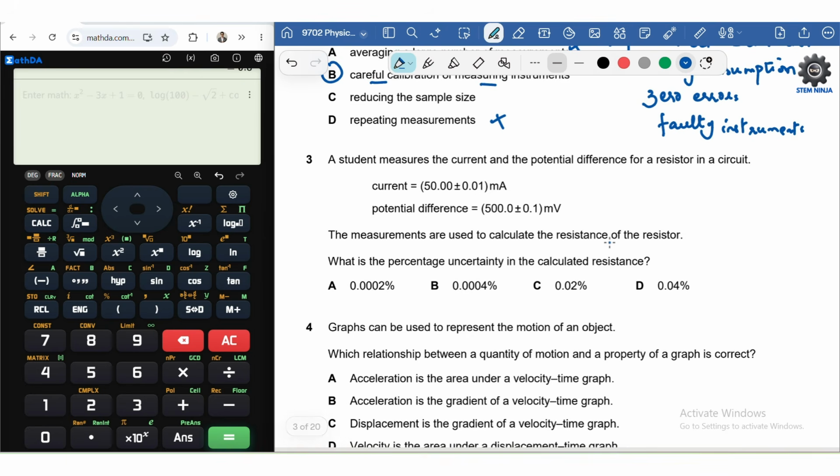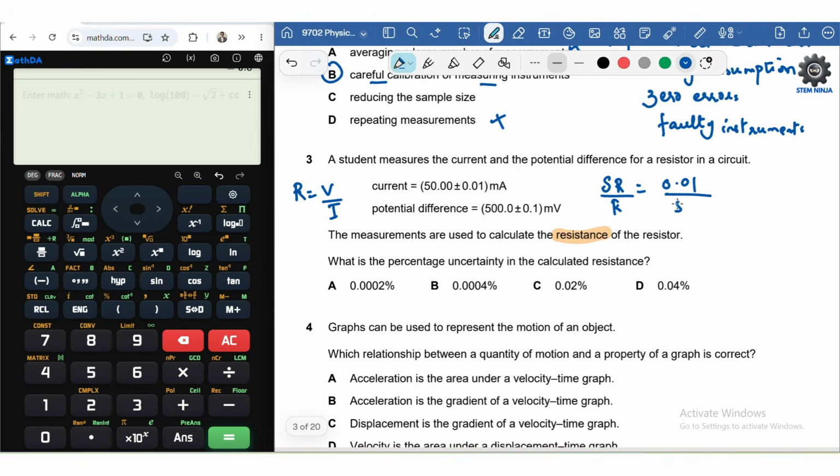A student measures the current and potential difference for a resistor in a circuit. Current is 50 milliamps, plus minus 0.01. Potential difference is 500 plus minus 0.1 millivolts. Measurements are then used to calculate the resistance of the resistor. What is the percentage uncertainty in the calculated resistance? So R, we know, is the ratio of potential difference to the current.